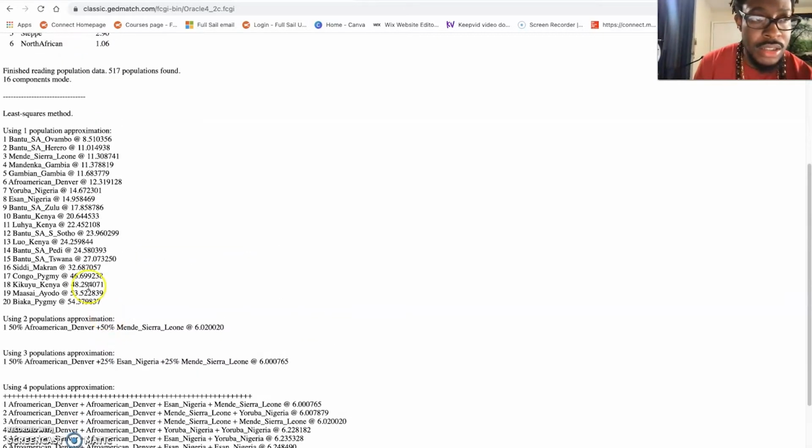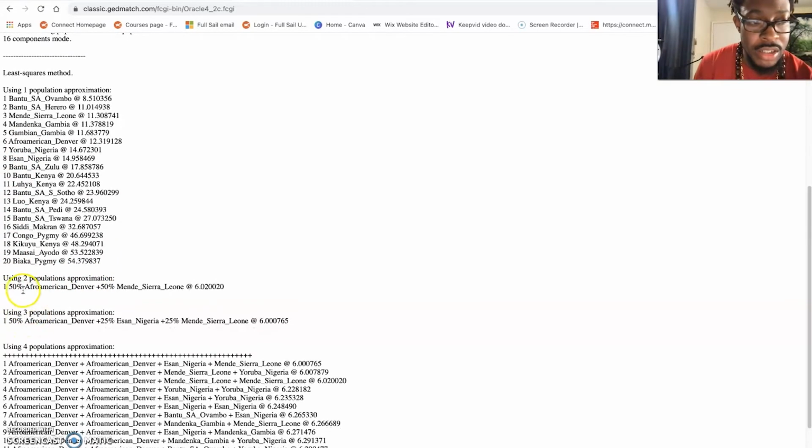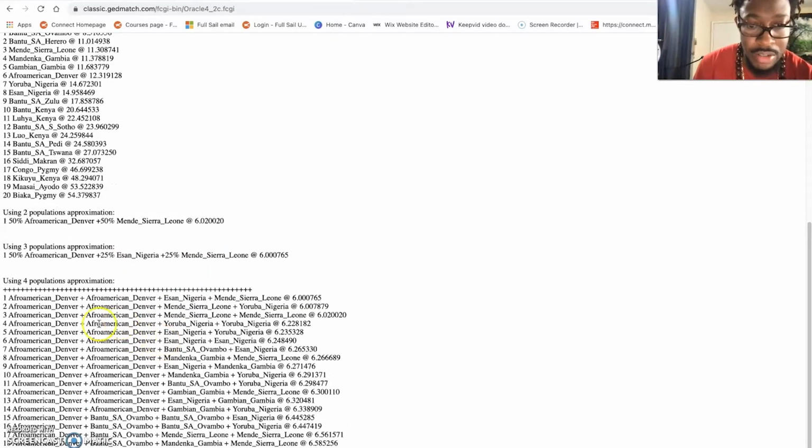All right, so you got your population, using two populations right here. You got African Americans from Denver, 50%. The Mende still coming up. Using three populations: African American from Denver, the Esan from Nigeria. Mende is still popping up. 6.0 is the distance. So I try not to go past 10.0. I try to keep it between 1 and 5 when I do these calculations.